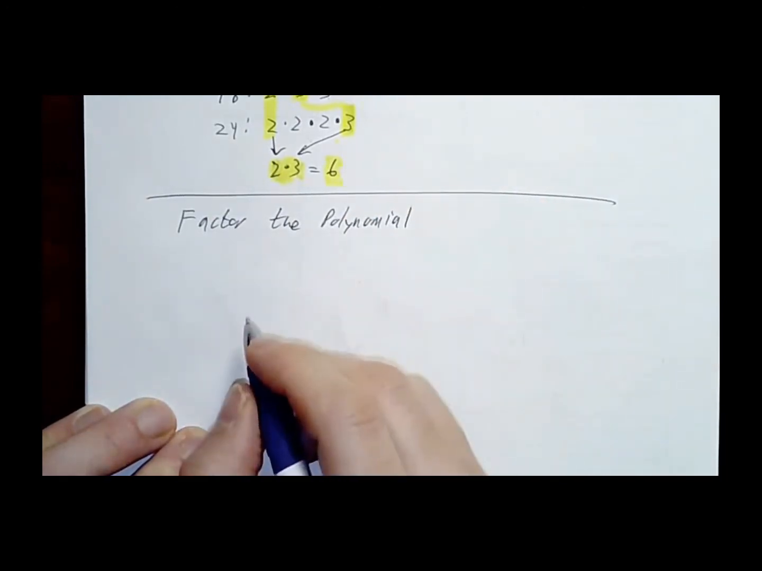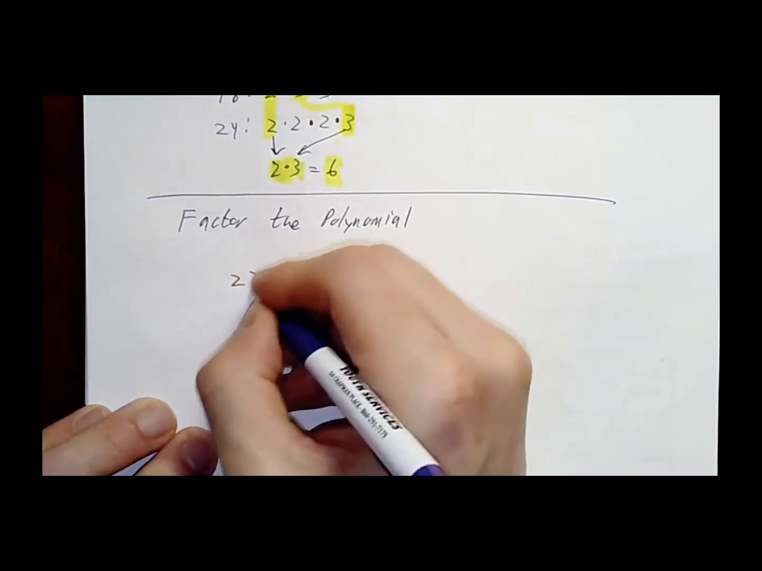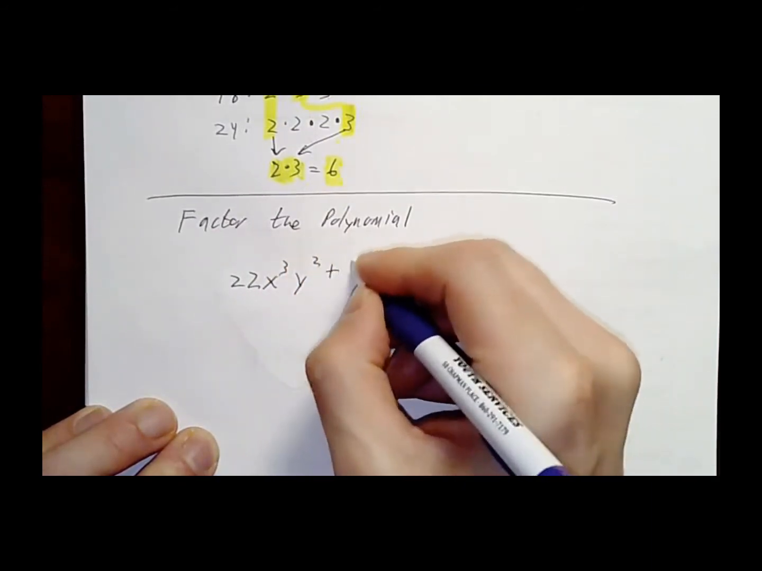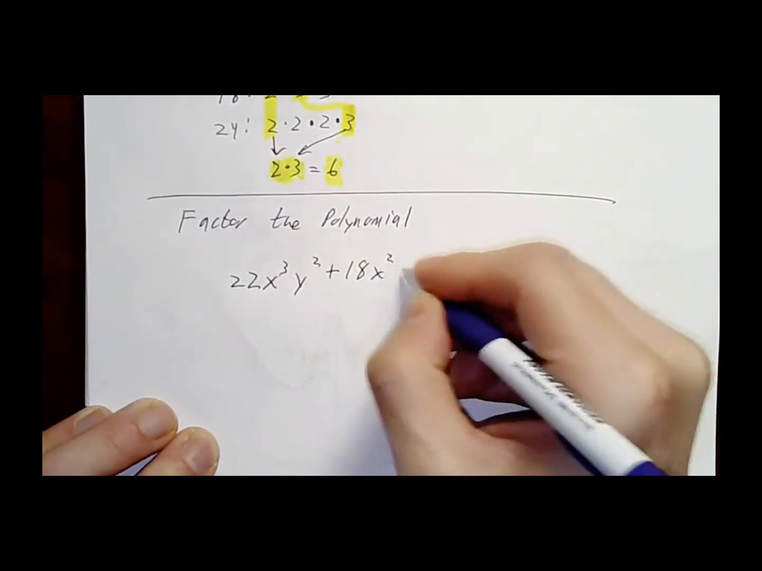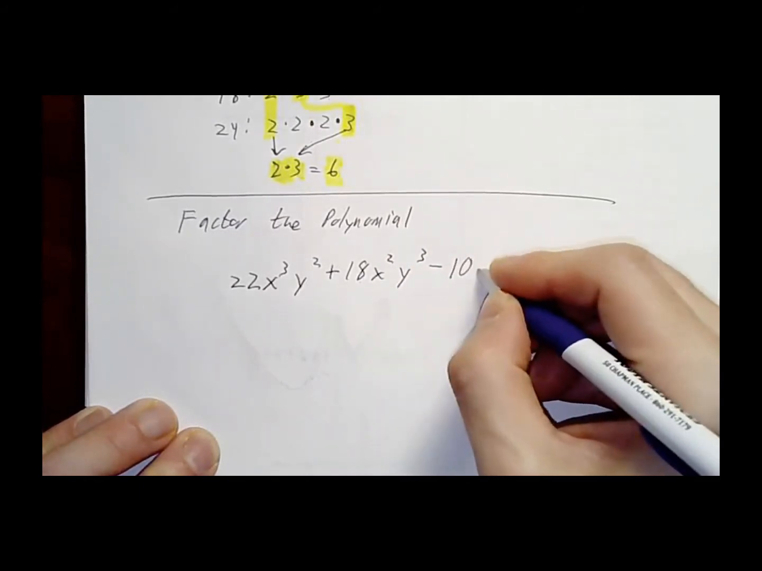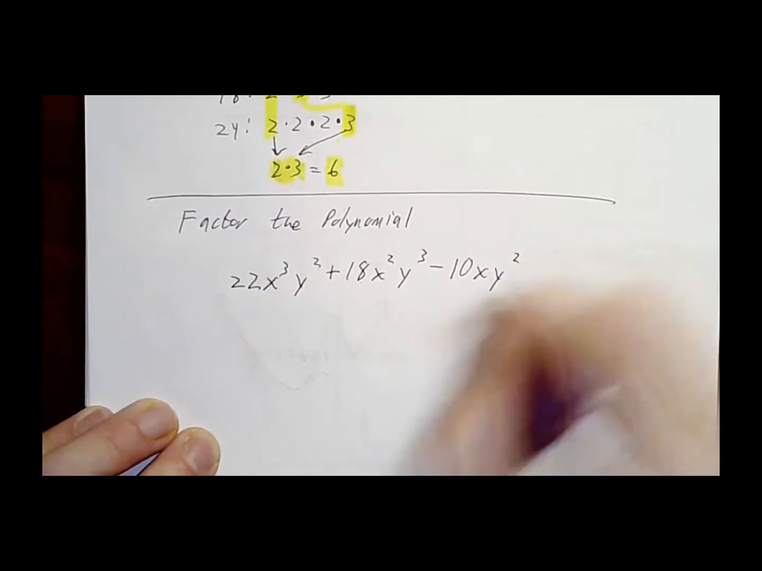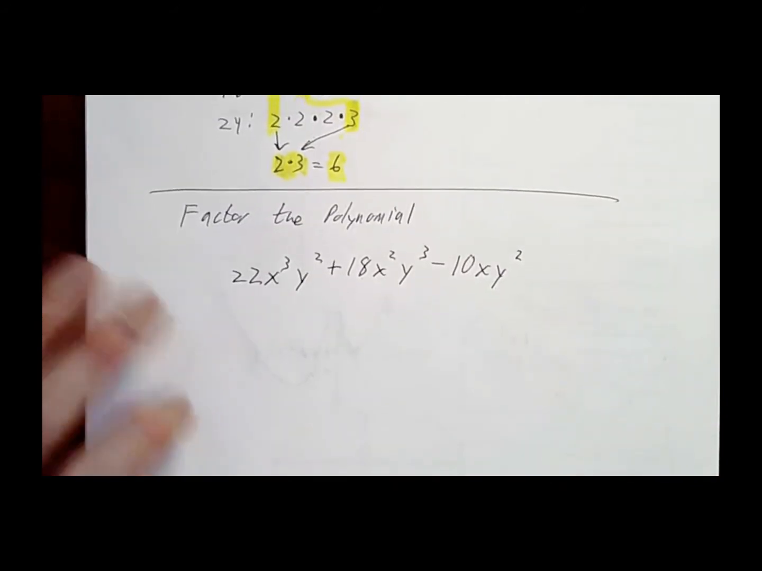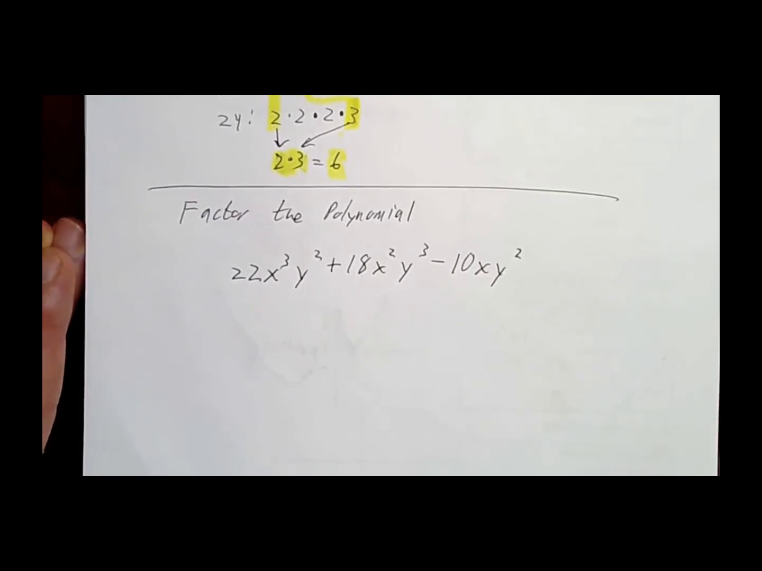And that's the prompt. And here's the problem. 22x cubed y squared plus 18x squared y cubed minus 10xy squared. And what we want to do is look at the prime factorization of each of these. How do these break down?